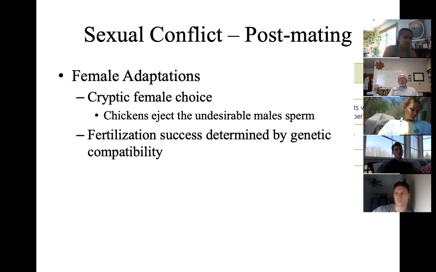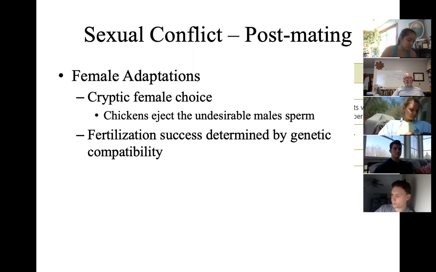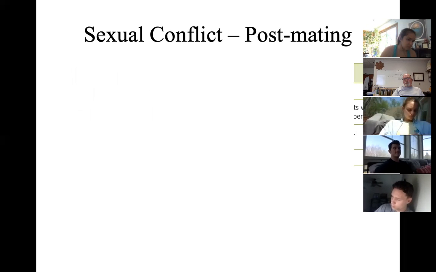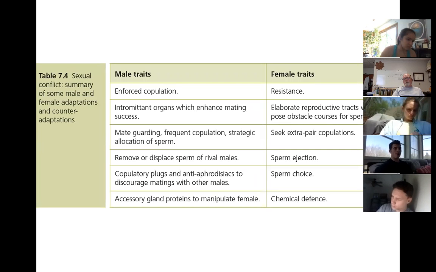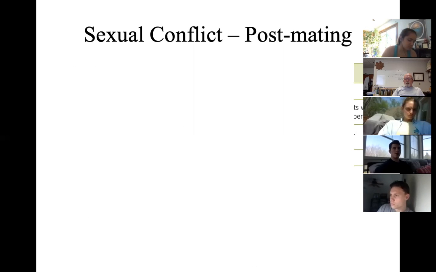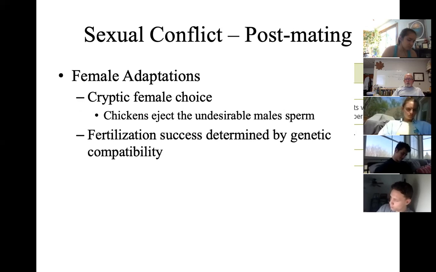Chickens eject undesirable male sperm. Fertilization success is determined by genetic compatibility in some cases. And so if you're not genetically compatible with the female, the male either won't get fertilized, or those fertilized eggs will have developmental issues, which isn't really under the control of the female. But the more complete list of all of this is actually back here for female traits. And that, I think, is the end of this.